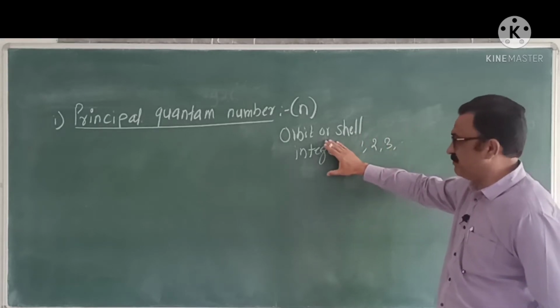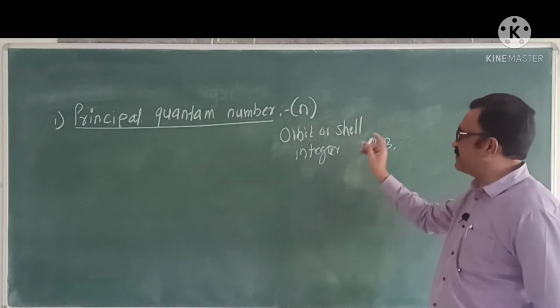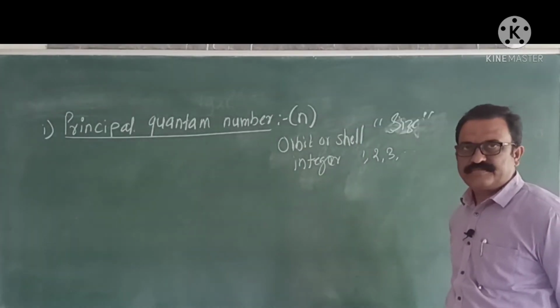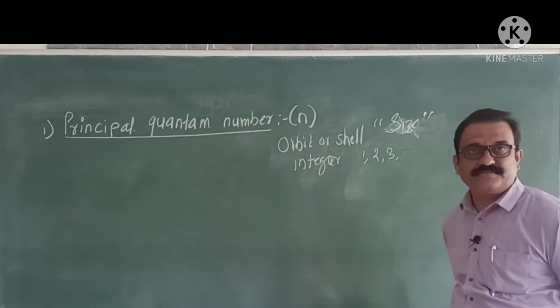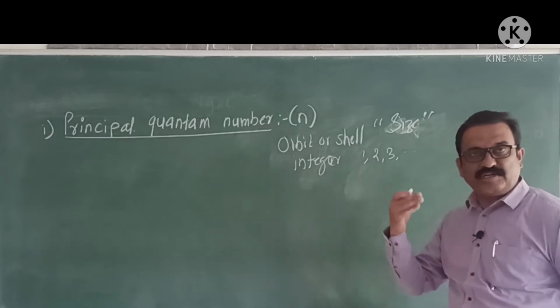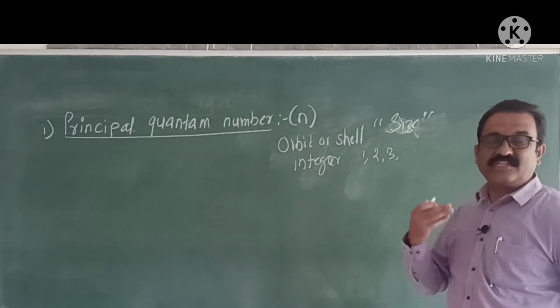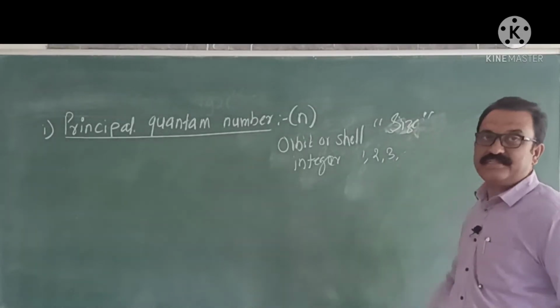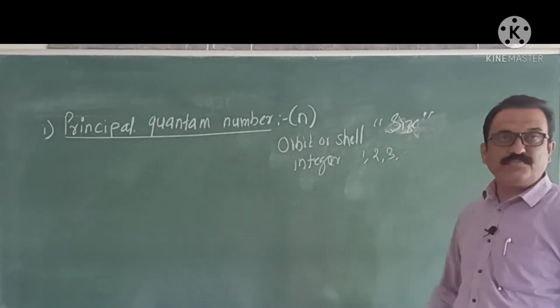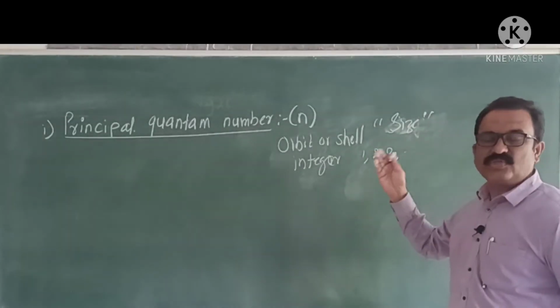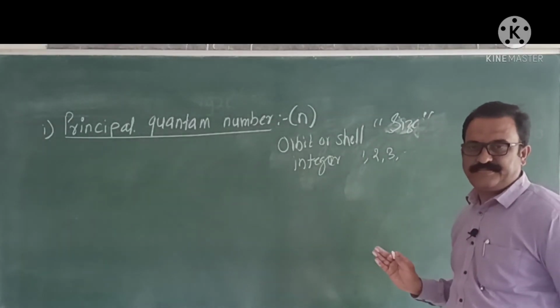The principal quantum number tells us the orbit or shell in which the electron is present. It also gives information about the size of atomic orbitals. As we move away from the nucleus, the size goes on increasing.